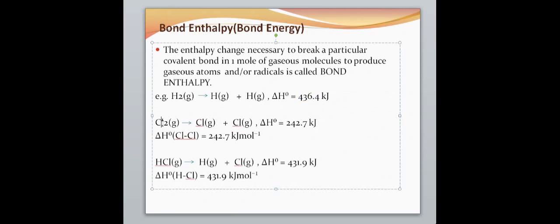Similarly with chlorine gas, when this bond is broken, what is its bond energy? 242.7 kilojoules. So that much of energy is required for it to break this bond. Similarly with HCl, when the bond is broken between H and Cl, this is how it is denoted when we talk about breaking of bond. So how much energy is required for HCl to break? 431.9 kilojoules.